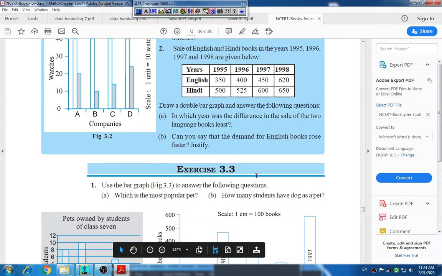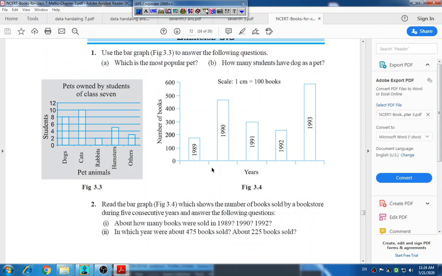Now we are going to solve exercise 3.3. Okay. Use the bar graph to answer the following questions.